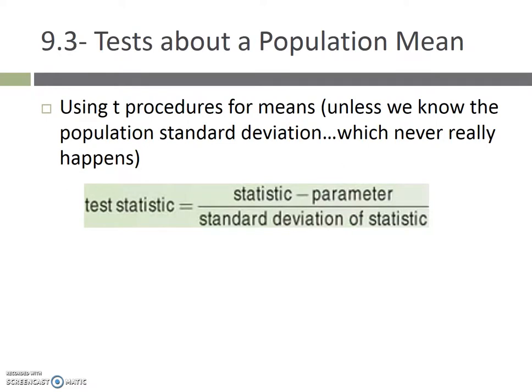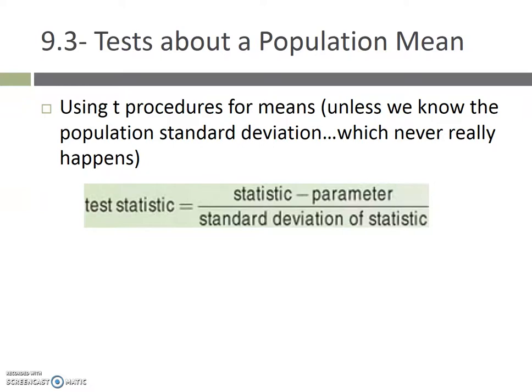Now, we're going to be using T procedures for means unless we by chance know the population standard deviation sigma, which, let's be honest, that really never happens. If we did know it, we would use Z procedures like we do for proportions. But again, it is a very rare instance that we would actually know the population standard deviation.